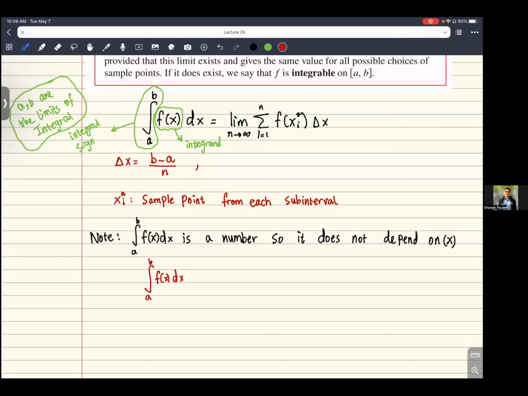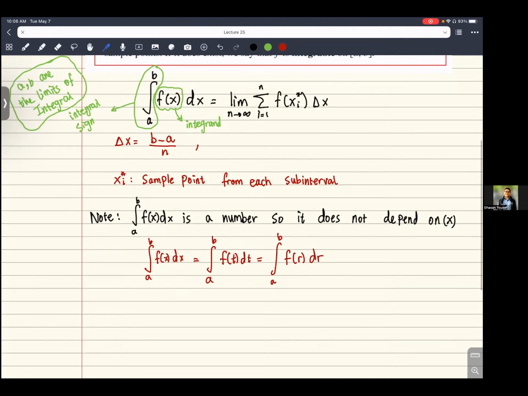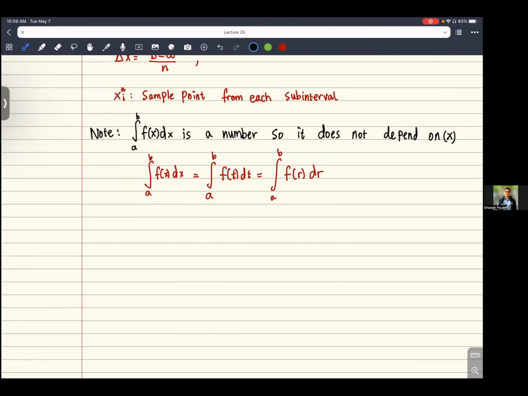Okay, so back to the class. The integral of f of x dx is the same as the integral of the function f of t dt from a to b, which is the same as the integral of f of r dr from a to b. It doesn't matter what the letter inside the integral is: t, r, x. Why? Because it is a definite integral and the value is a number, which does not depend on the variable. I'm going to give you a quick example for this.